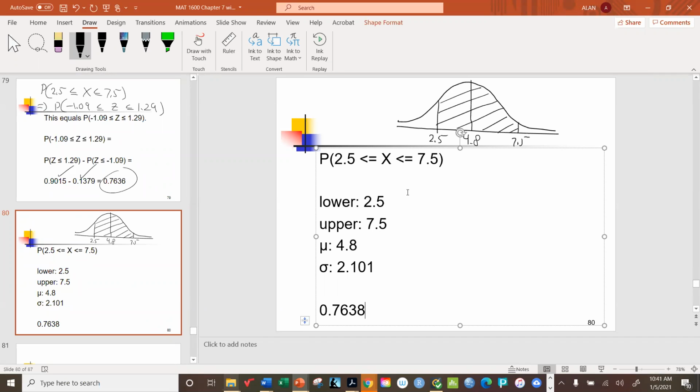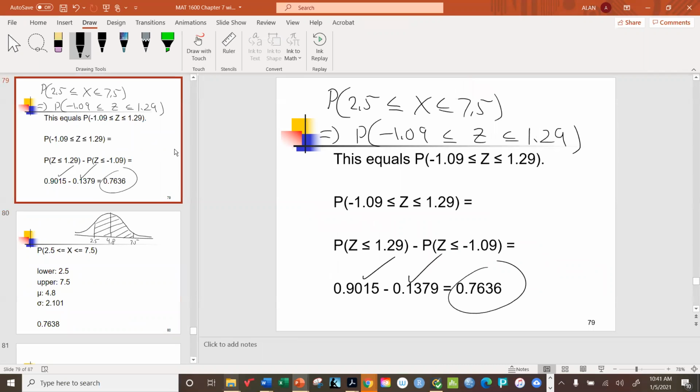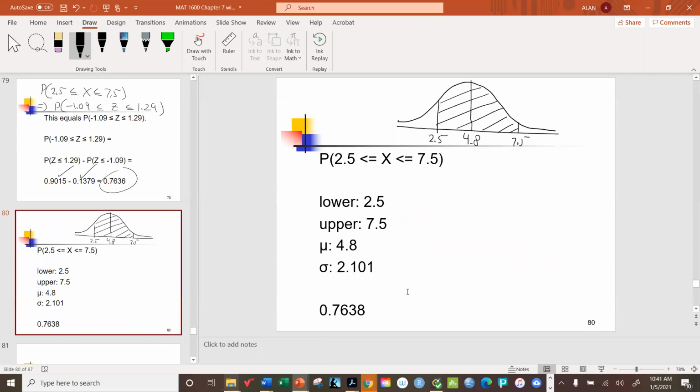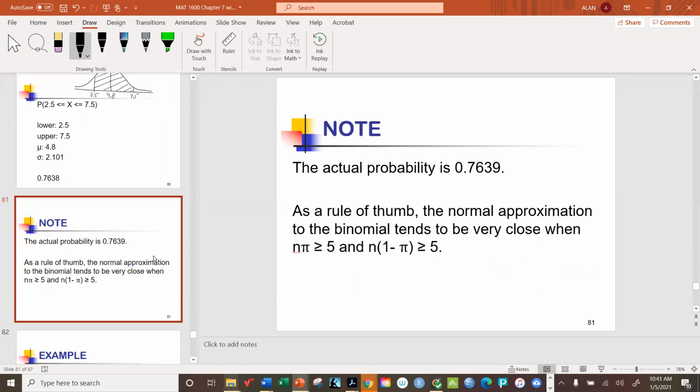So as I expected, it is slightly different than what we got from the chart. With the chart, we got 0.7636. Here we have 0.7638. It turns out that the exact probability based on the binomial distribution is 0.7639. Not bad. I think you'll agree that that approximation worked out very, very nicely.